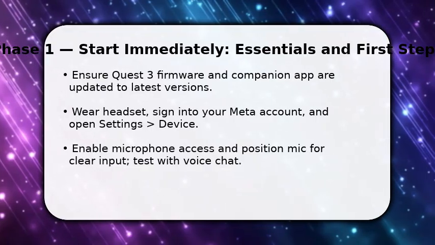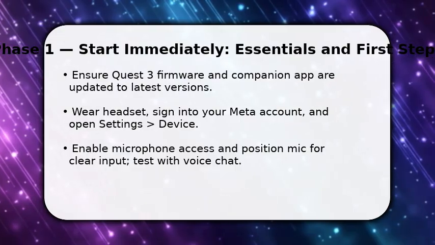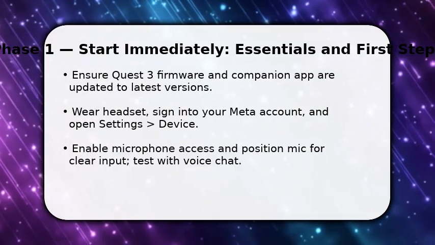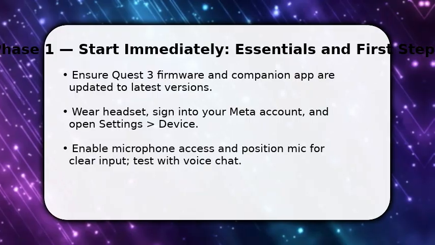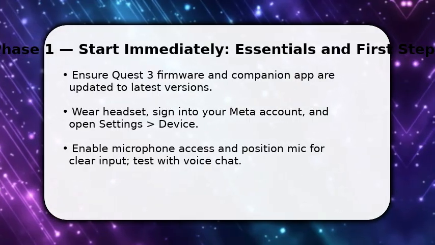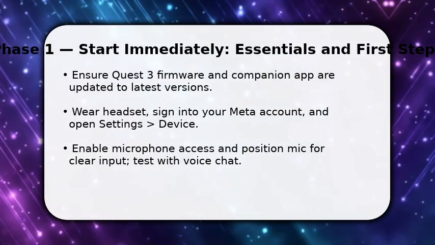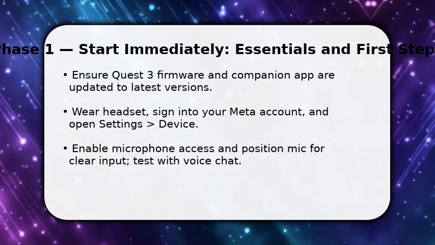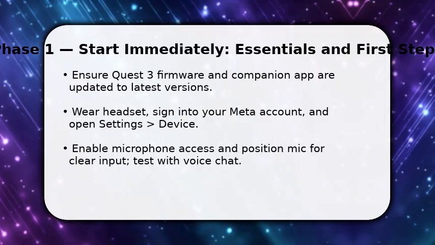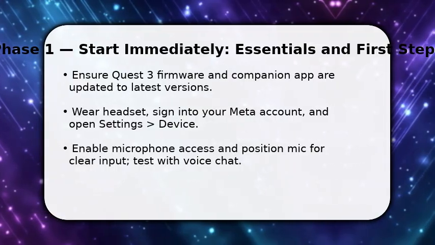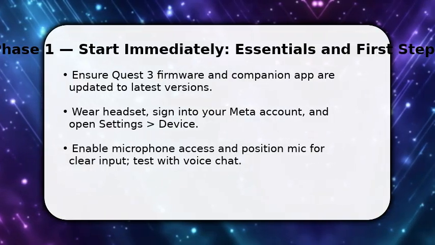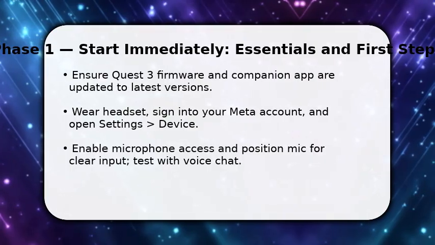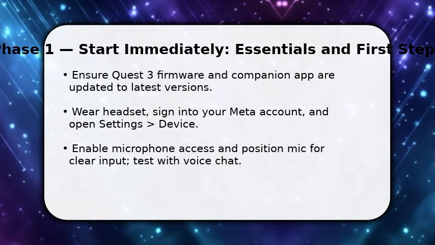You'll begin by confirming the essentials: update your Quest 3 firmware and the Meta mobile app so features match. Once done, put on the headset, sign into your Meta account, and open Settings. Make sure microphone access is enabled, position the mic close enough for clean capture, and run a quick voice test in a chat. This prevents noise and low volume later because a clear input yields better transformation.